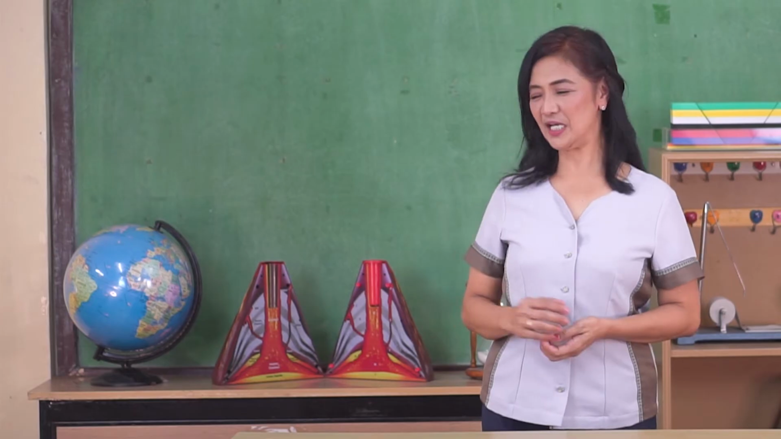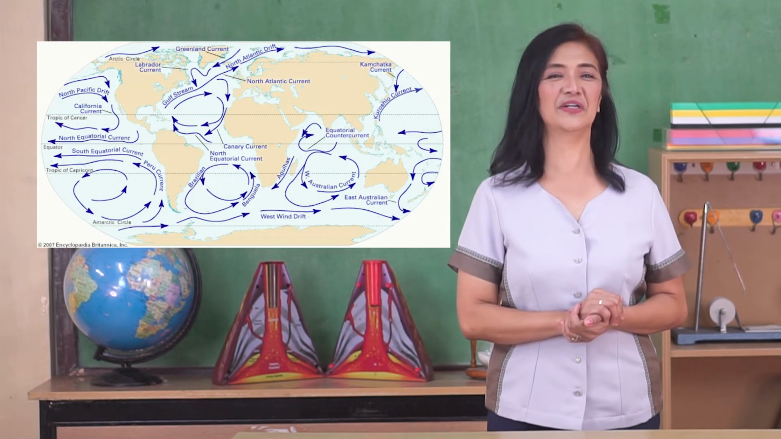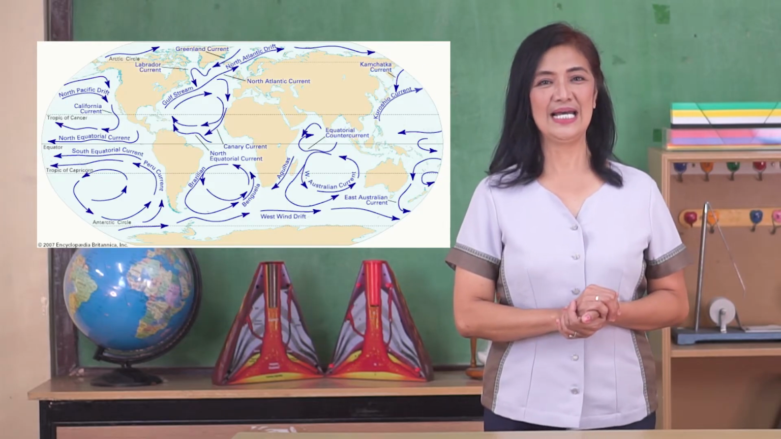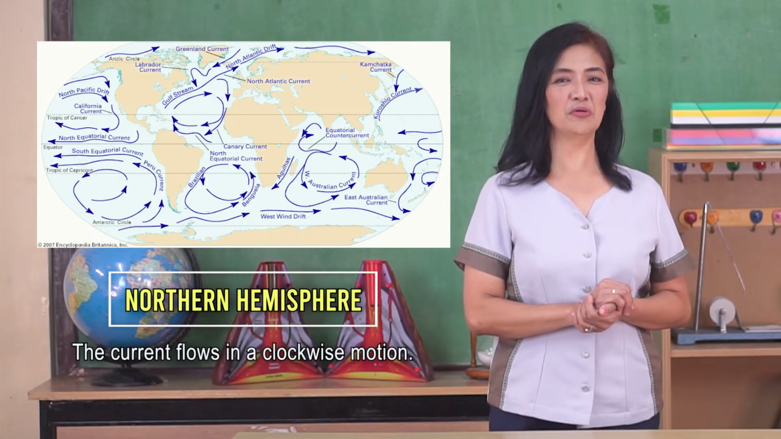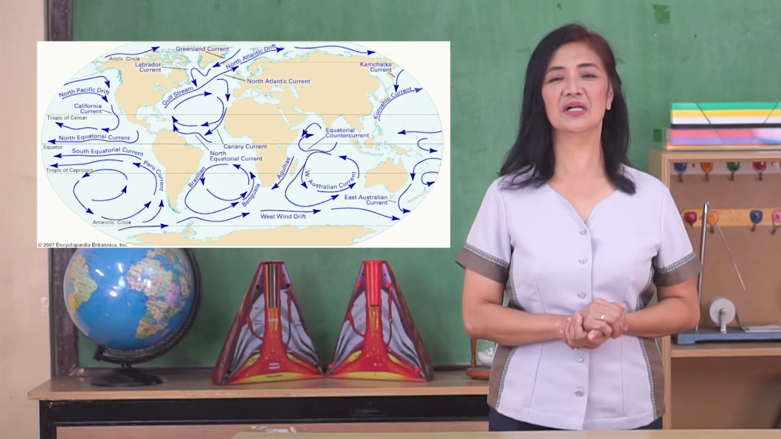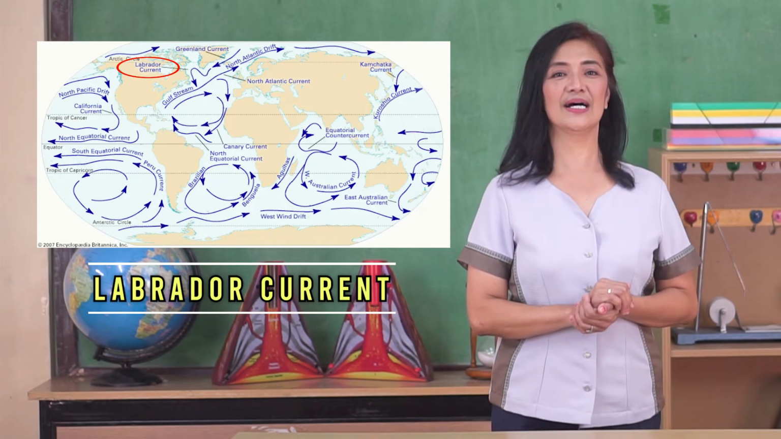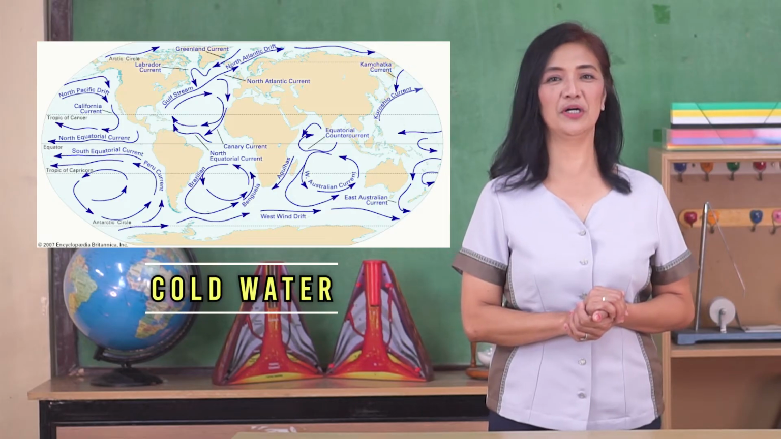Let us see this figure. This figure shows different loops or gyres of surface current around the world. In the northern hemisphere, the current flows in a clockwise motion. Some examples of current flows are Greenland current, Labrador current, and Kamchatka current, which brings cold water.